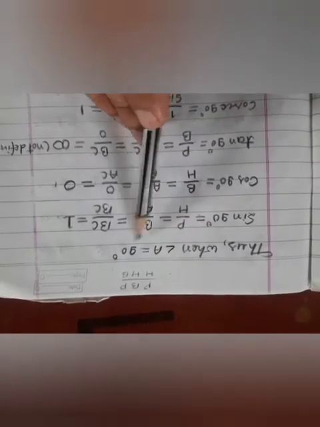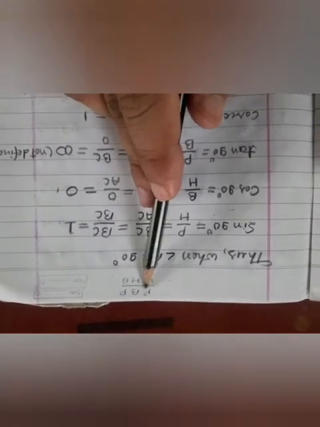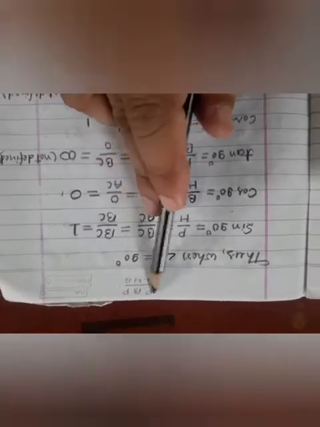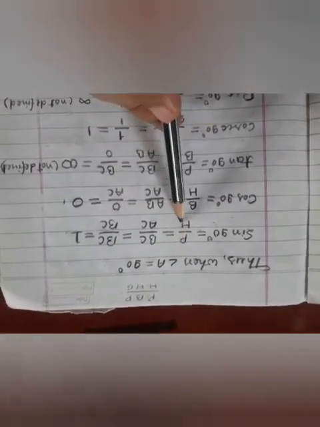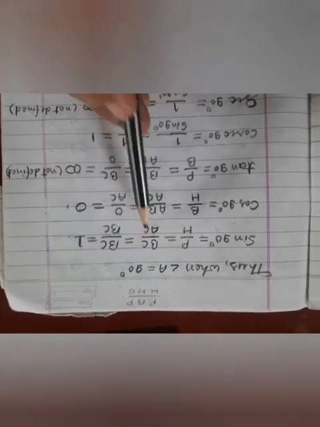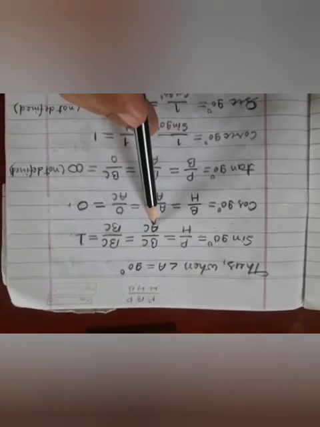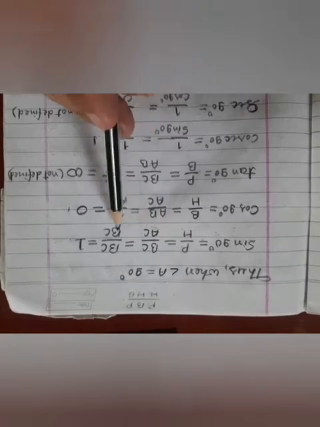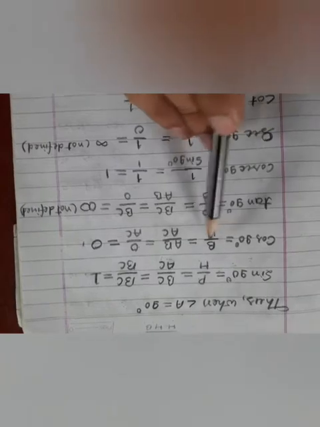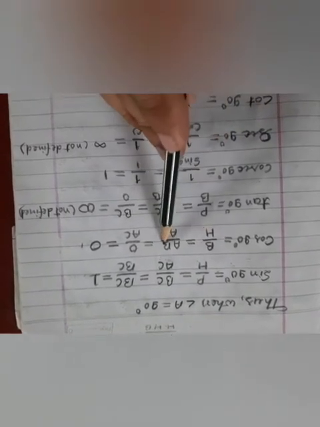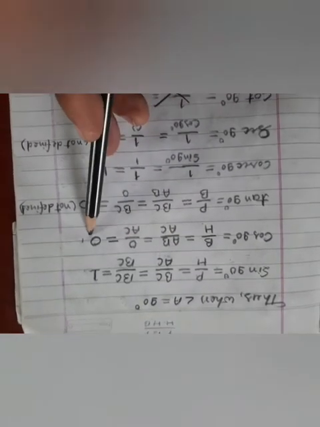Thus, when angle A is equal to 90 degrees, sin 90 is equal to, we know that sin theta is P by H, perpendicular upon hypotenuse. Perpendicular is BC and hypotenuse is AC, and now AC changes into BC. So BC upon BC is equal to 1. Cos 90 degrees is base upon hypotenuse, AB upon AC, AB becomes 0. So 0 upon AC, we get 0.